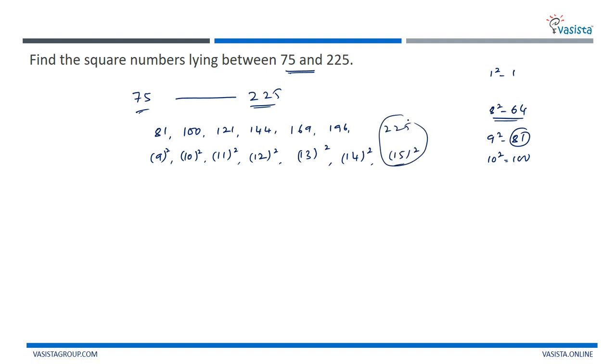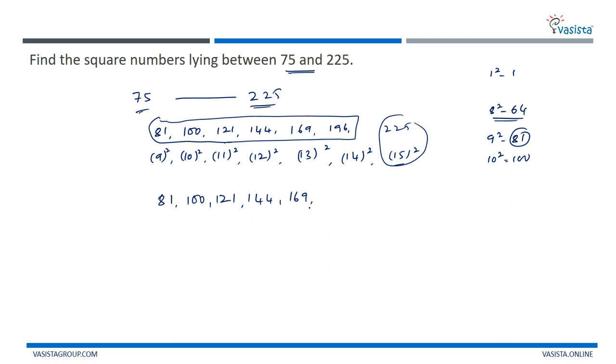But the question they asked is, find the square numbers lying between 75 and 225. You only have to choose these numbers, that is 81, 100, 121, 144, 169 and as well as 196. This is the answer for it. Hope you understand.